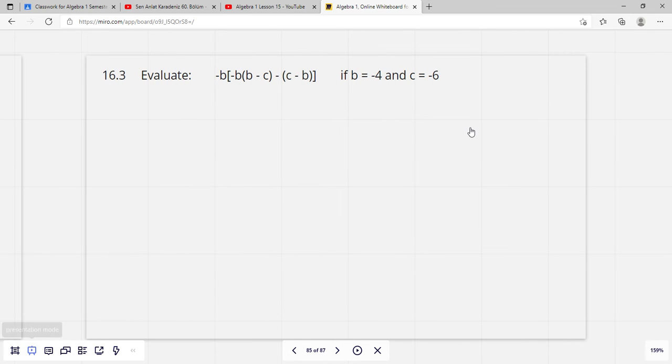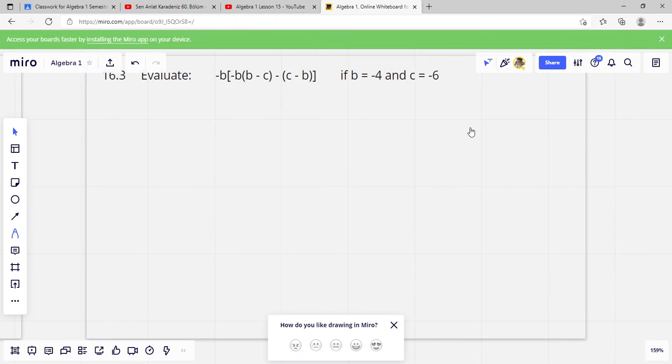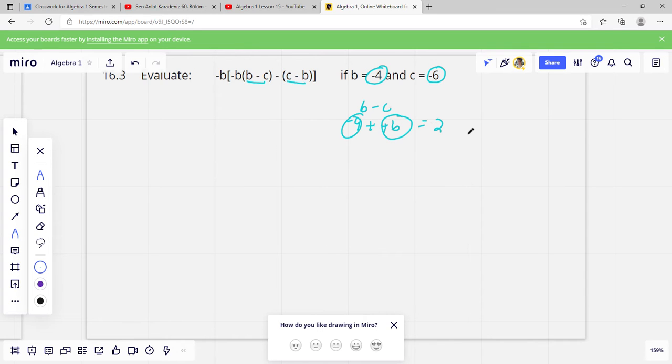Go with your innermost parentheses first. Okay, so here I'm going to do B minus C and C minus B first. So if I have B minus C, B is -4, minus C, which is -6. These two negatives are going to cancel. So I'm going to have 6 minus 4 is 2. So this one's 2 right there.